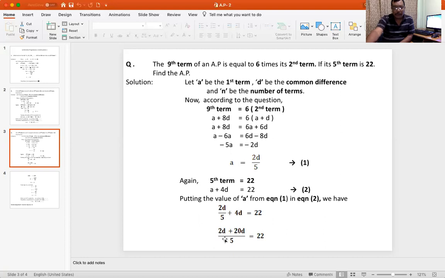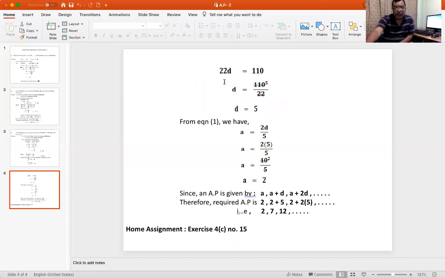Now taking the LCM here, we have 5, and 5 divided by 5 we have 1. 1 into 2D is 2D, plus, again, 5 divided by 1 is 5, 5 into 4D is 20D, equal to 22. Now we have to cross multiply this. 5 into 22 is 110. So on the left hand side we have 2D plus 20D, so we have 22D equal to 110. Now D will be equal to 110 divided by 22. Now 22 times 5 is 110. So therefore we have D equal to 5.